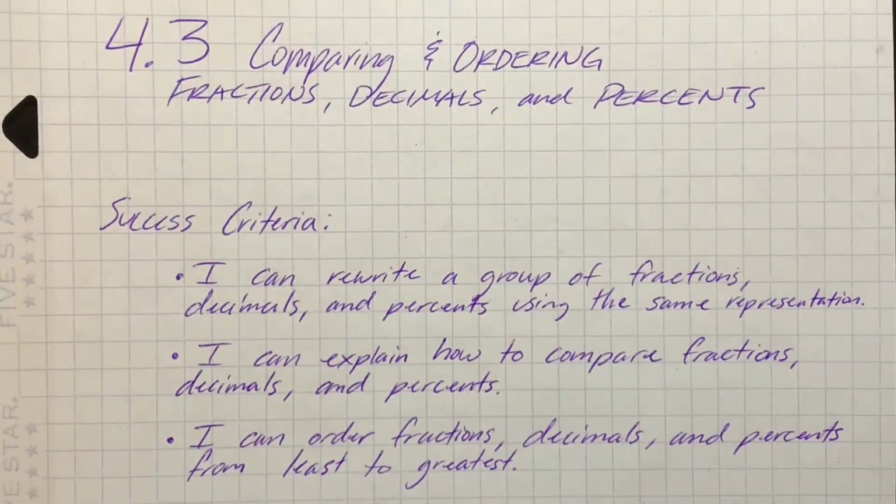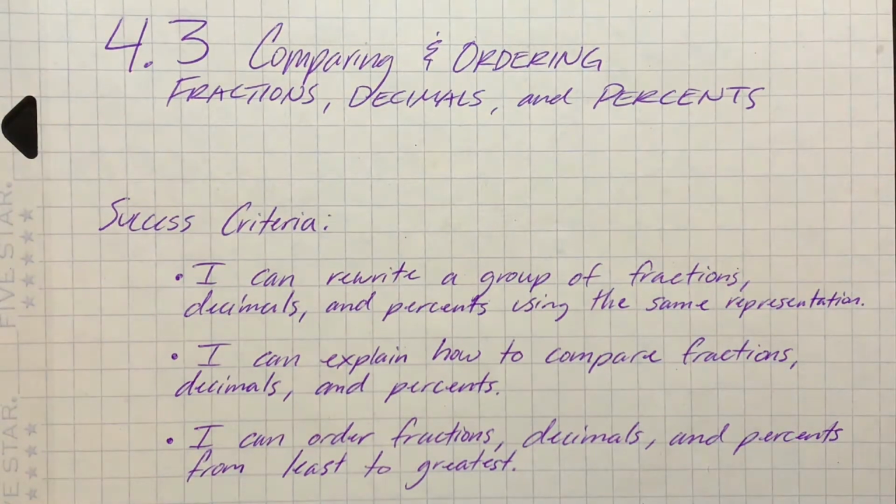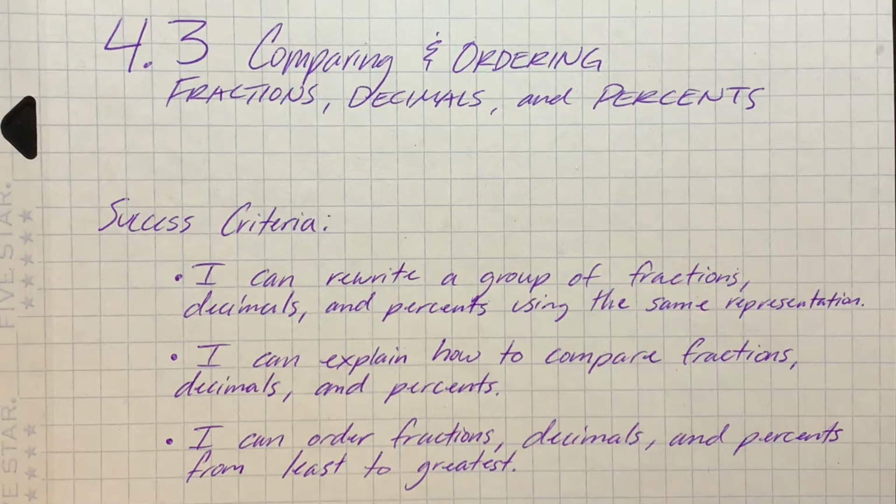All right, to begin with, for 4.3, comparing and ordering fractions, decimals, and percents, our success criteria is that by the end of this lesson, you will be able to rewrite a group of fractions, decimals, and percents using the same representation. You will also be able to explain how to compare fractions, decimals, and percents. And lastly, you'll be able to order fractions, decimals, and percents from least to greatest.